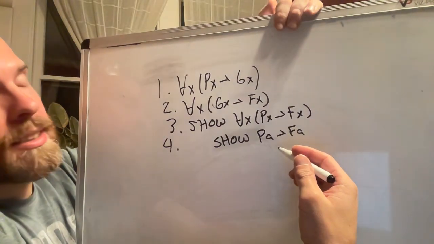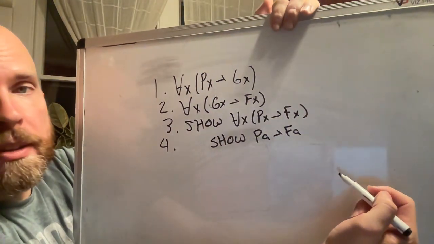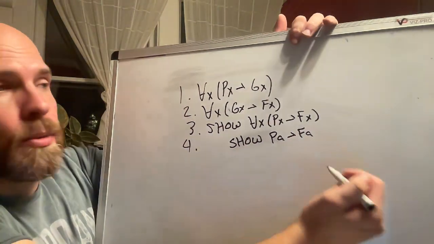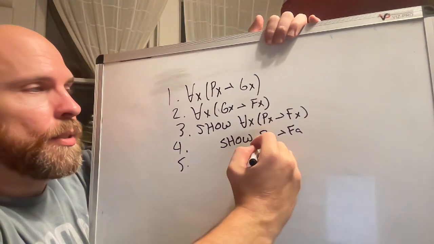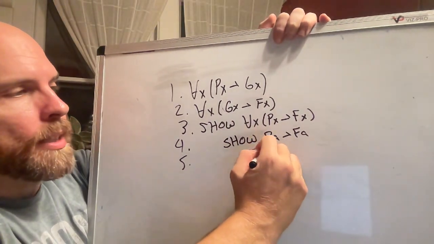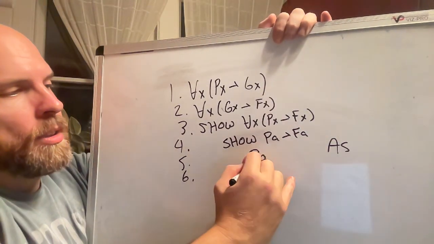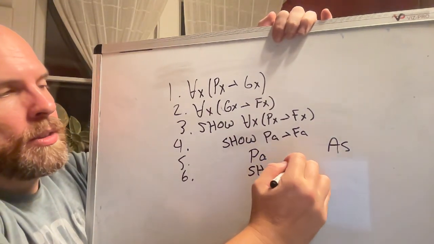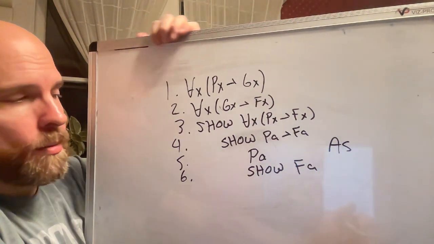You can pick anything that hasn't appeared. Fortunately there are no constants up here, and so I can pick whatever I want. Now, of course, this is a conditional itself. And so what do I do? Well, I need to make an assumption, and I need to show FA based on that assumption. That's normal. We've done this before.